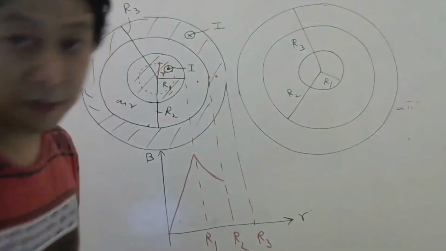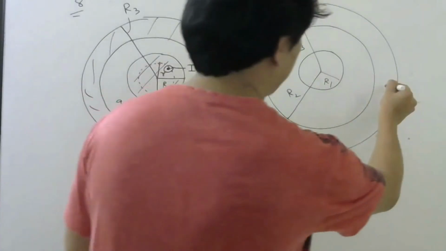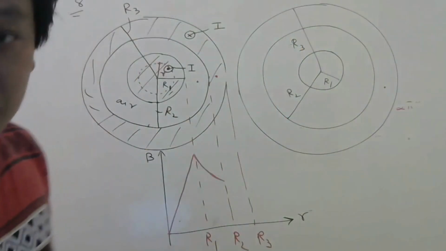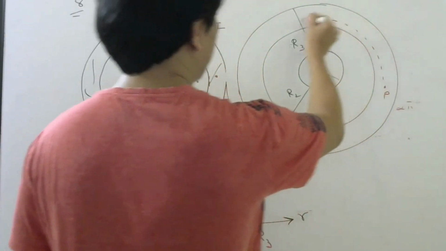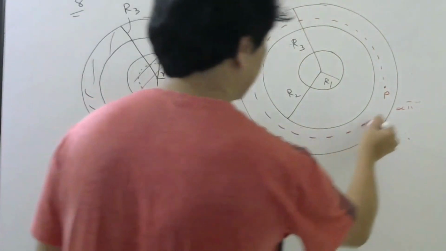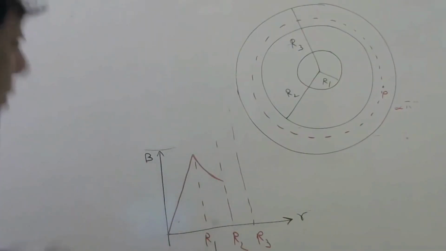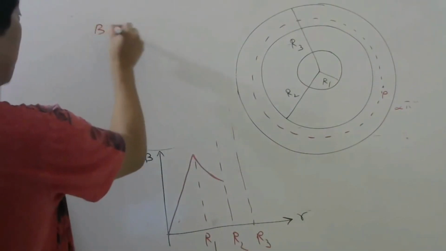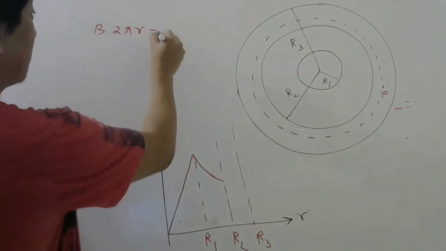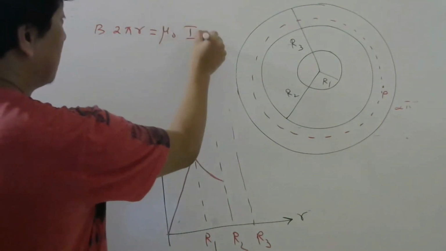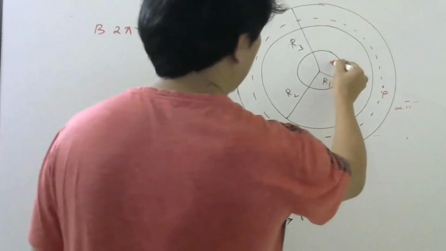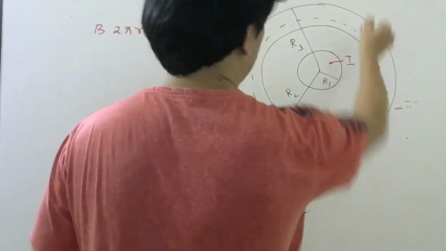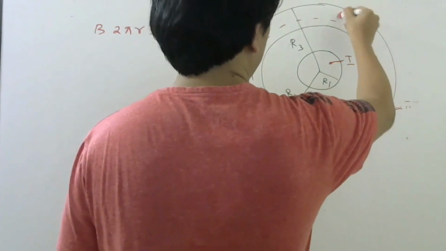And right now where am I? I am somewhere here. Right? Okay, so what I should do again, draw an Amperian loop. Okay, so left side will give me B into 2 pi R. Right side will be mu naught times current inside, current enclosed by this loop. Now here total current is coming out, I. Here total current is coming in, I.